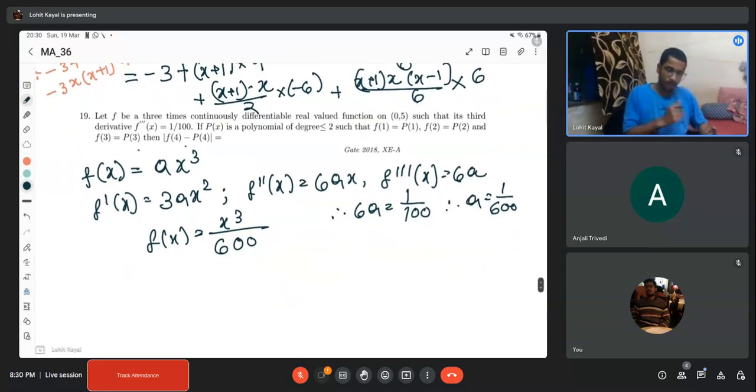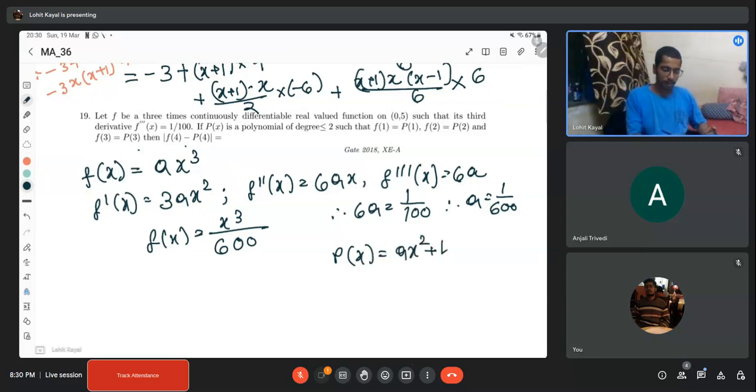Now again I have to make one assumption that p(x) is a polynomial of degree less than or equal to 2. So I can assume that p(x) equal to ax square plus bx plus c. Now we are given some information. We are given three equations and I have three unknowns. The equations are f1 equal to p1.